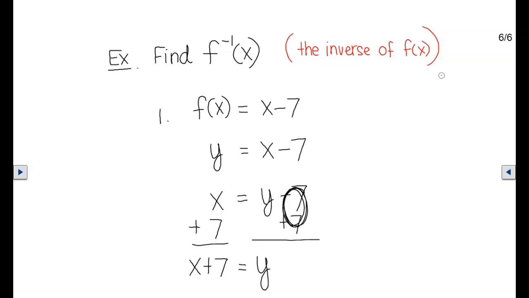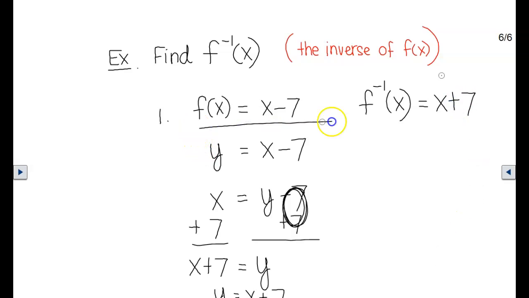All right, now I want you to look at what we have. We have x plus 7 is equal to y. And you all know that we could flip-flop those two sides and write that as y equals x plus 7. The step 4 I told you was to rewrite this in function notation. So we're going to take this y and replace it with f inverse of x, because that's what we have now, the inverse. F inverse of x is equal to x plus 7.